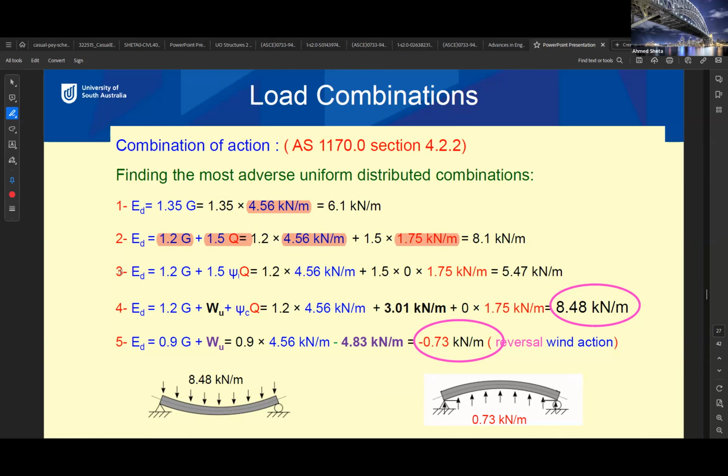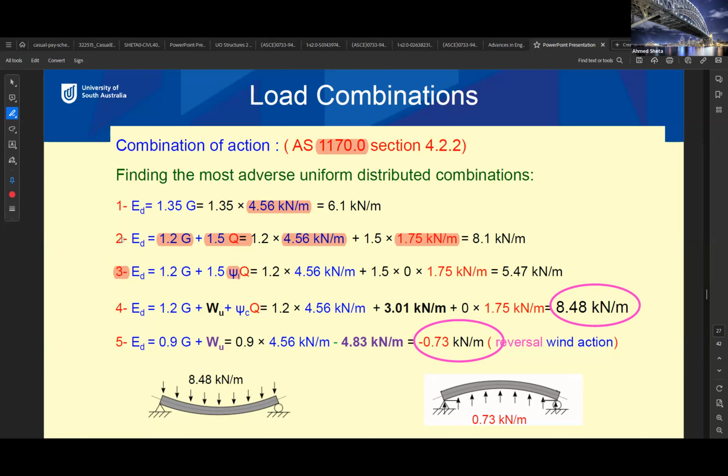So combination 3 is similar to 2, except for this psi L, which is the coefficient for long term and short term deflection. So if you go to the table from 1170.0, you will find the formula for combination and also the parameters needed. Okay, so all the time 3 will be less than 2 because you have here psi, which is like a reduction factor.